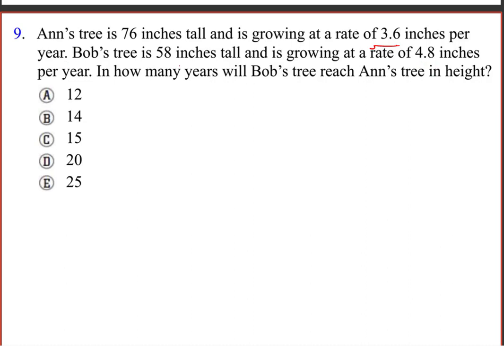But Bob has a different kind of tree, which is currently 58 inches, and it will increase 4.8 inches every year. After 5 years, it has also increased by 4.8 inches each year. The question asks how many years it takes for Bob's tree to reach Ann's tree height. For example, suppose that this is Ann's tree and the height is 76 inches. But let's make another color. And this is Bob's tree. How much is it? It's 58 inches.